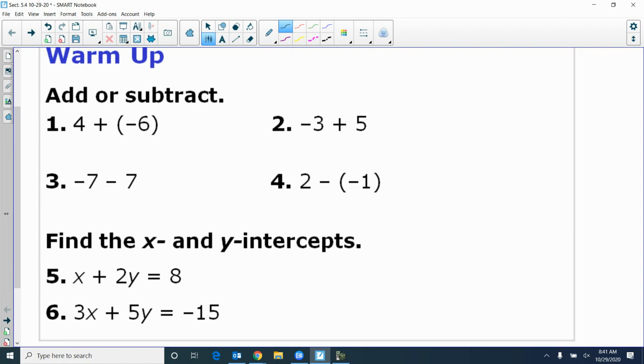All right, real quick on here. Number 1, 4 plus -6. Just give me an answer. -2. Okay. Number 2, -3 plus 5. 2. Be positive 2. All right. -7 minus 7. Good. All right, and then 2 minus -1. Good. Minus a negative becomes plus a positive.